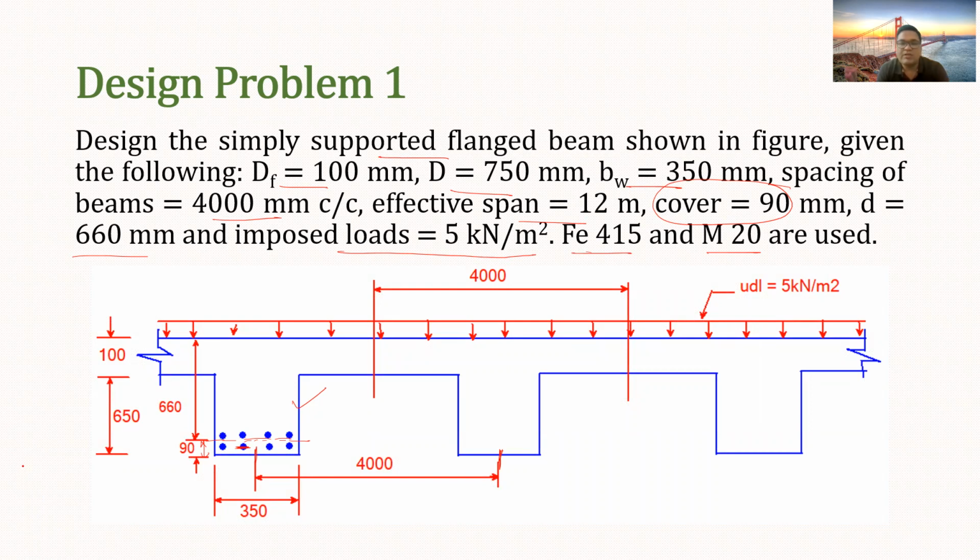In that case, we generally find out effective cover, which is measured from the CG of the bar group to the lower edge. So this is the data given. Now we will solve.